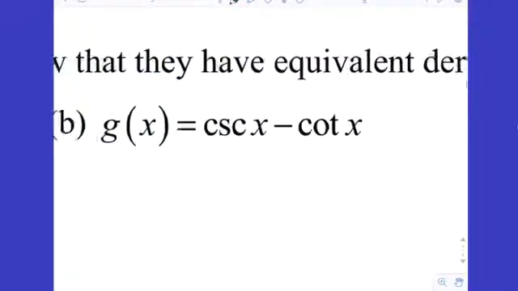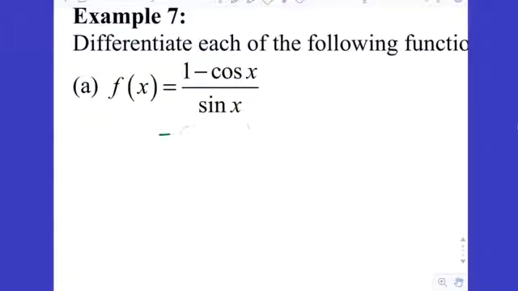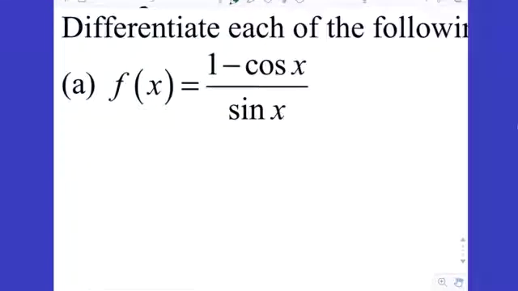Yeah, okay. Oh, sweet. I wanted to show you that the derivatives are going to be equivalent. So they are equivalent expressions. Yeah, okay. Now it's anticlimactic, everybody.